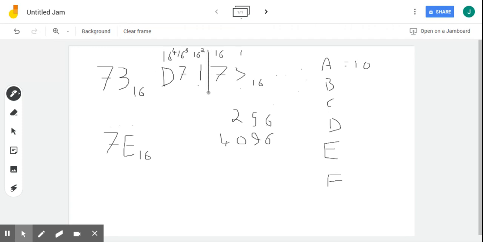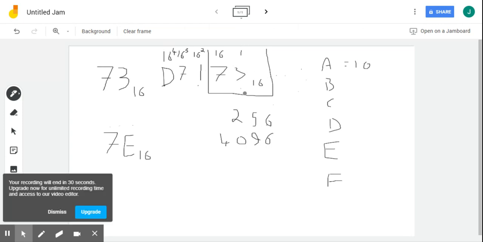But all we need to be able to do is a 2-digit number. So the rightmost one is 1s, the leftmost one, the second one, is 16s. Okay?